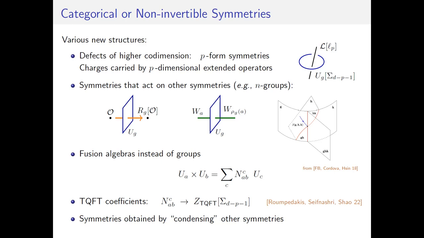Finally, we can have symmetries that are obtained by condensing other higher symmetries. So we can take a symmetry and we can gauge it not in the whole of spacetime, but just on a submanifold, and this produces new topological objects, so new symmetries.